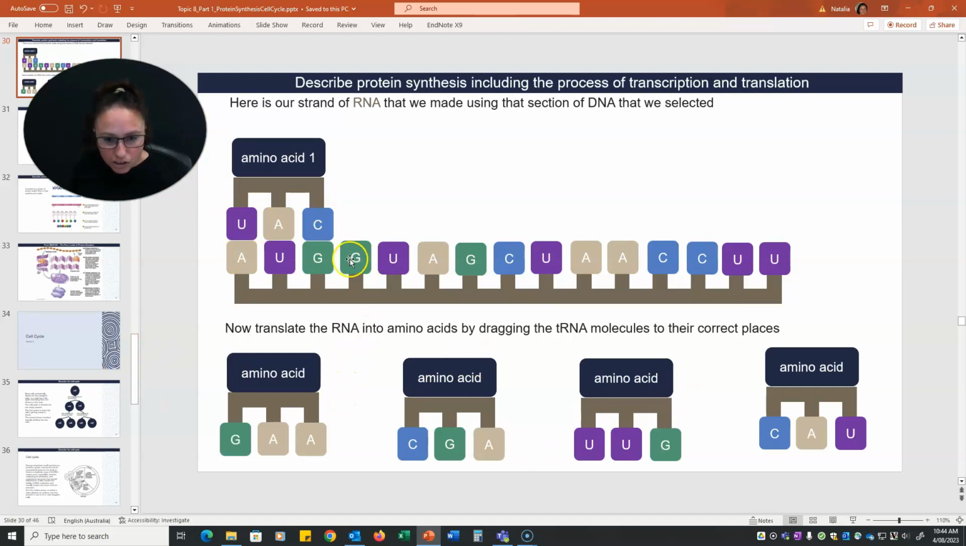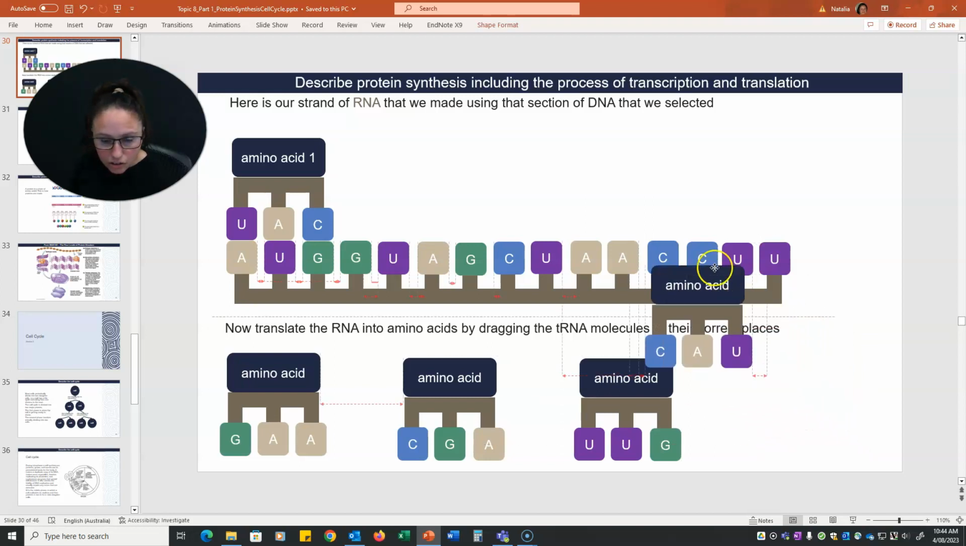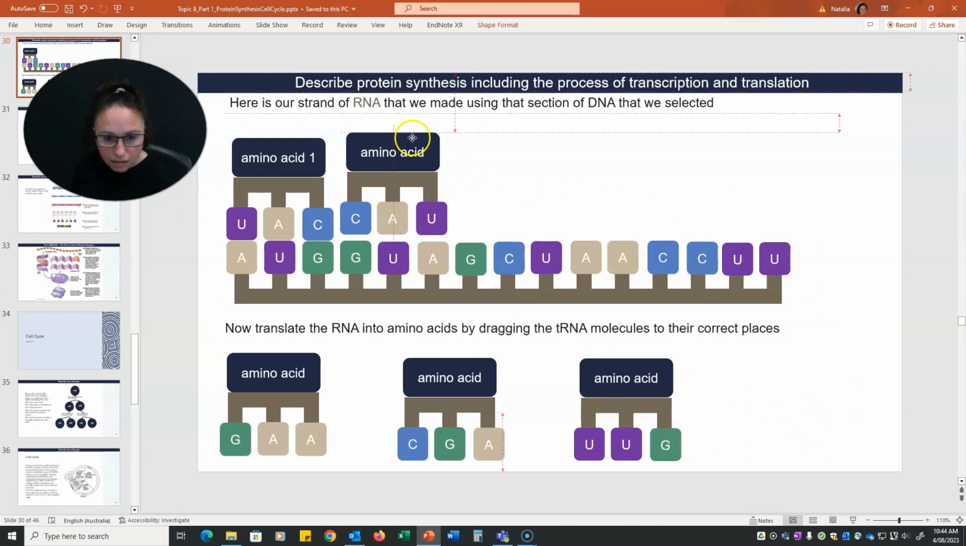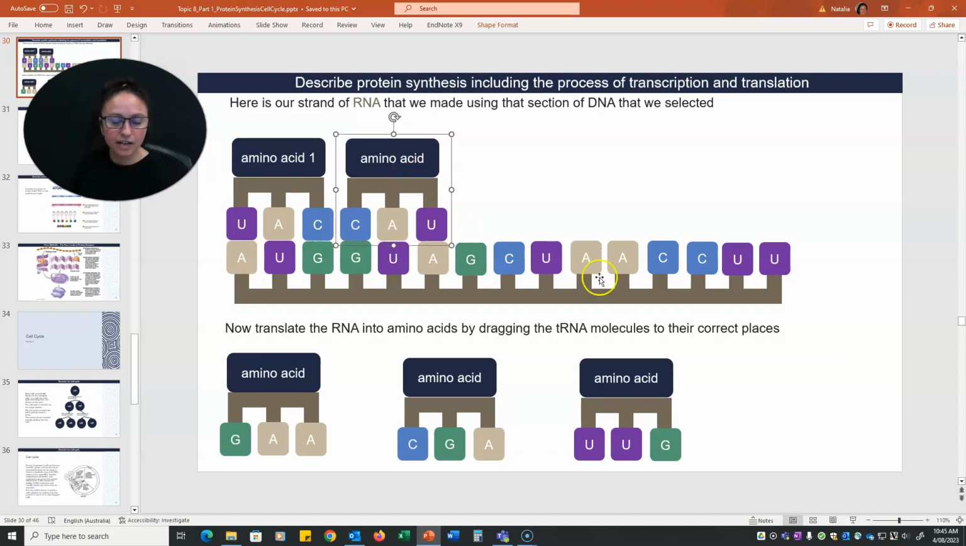Now, let's find the other one that locks in. So what goes with GUA? I think it's this one. So this one should match this guy here. C is married to G, A is married to U, and U is married to A. Yeah, that's the correct one. So that is the only one that can go next.